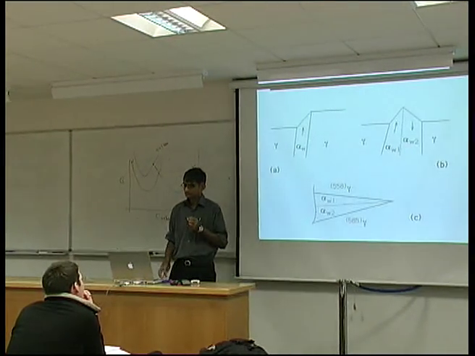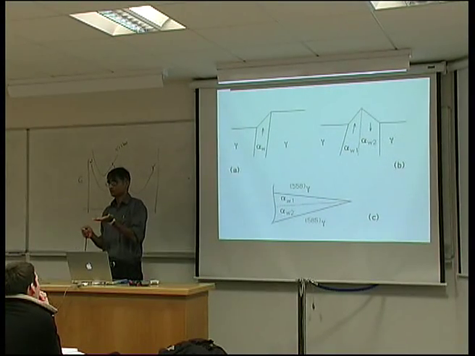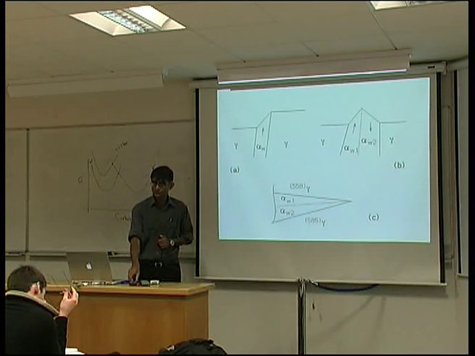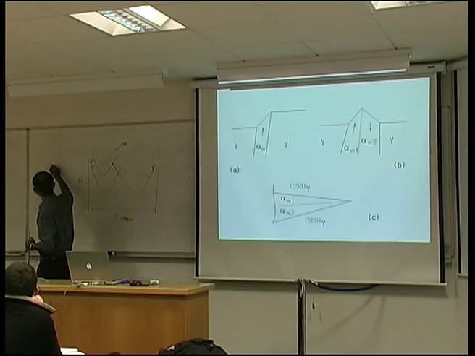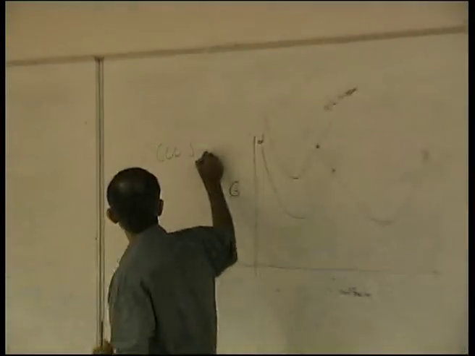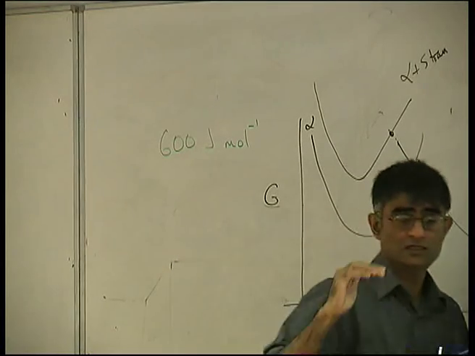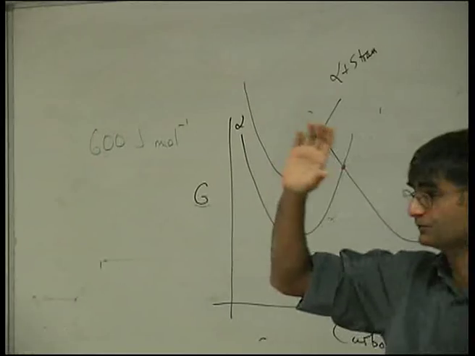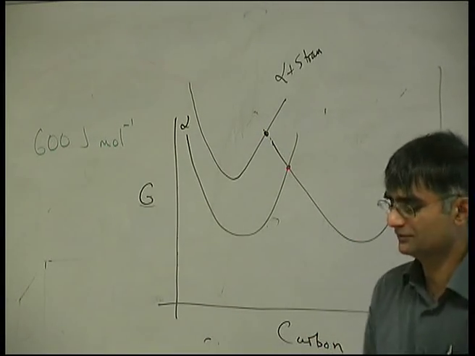Now, the other aspect is that we are growing this at a high temperature, where the driving force is small. And in the last lecture I told you that the strain energy due to the shape change is of the order of 600 joules per mole. And that is very large. As you go to higher and higher temperatures, you can't sustain that strain energy. There isn't enough driving force. So what happens is something really clever.